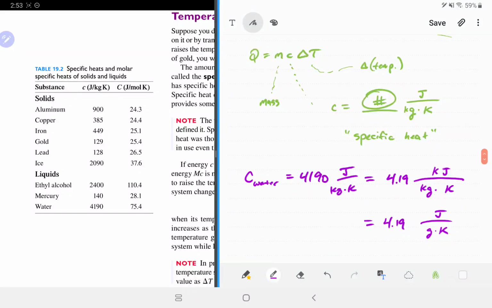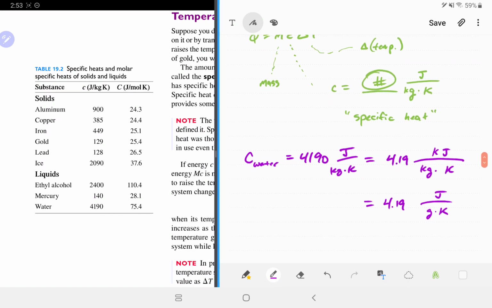So notice how if you either have kilo on both the top and the bottom, or you don't have kilo on both the top and the bottom, the number is 4.19. It's just this 4190 if you have joules on the top and kilograms on the bottom. So a kilo on the bottom and not a kilo on the top. So for me, it's easier to remember, it's just either of these two. So either keep both kilo or both not have kilo and just remember the number 4.19.